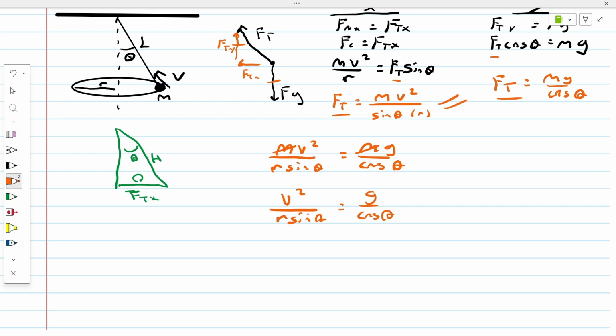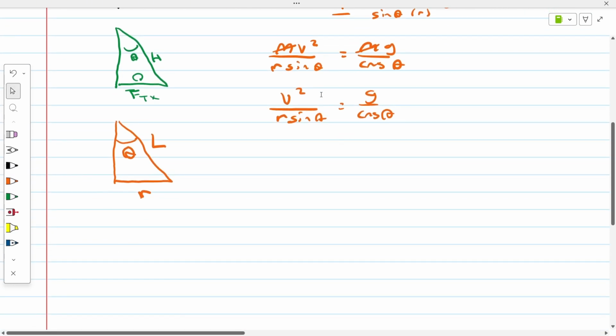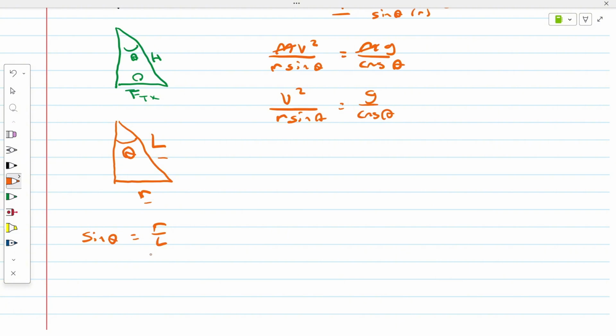So how are we going to get rid of this r? The way we can get rid of this r is actually using this triangle we have up here. If I rewrite this triangle again, we have r, because this is the radius, this is the length of L, the string, and our theta is right here. So if we write sine of theta as opposite over hypotenuse, which is r over L, we can solve for r, and we get r equals L sine of theta.